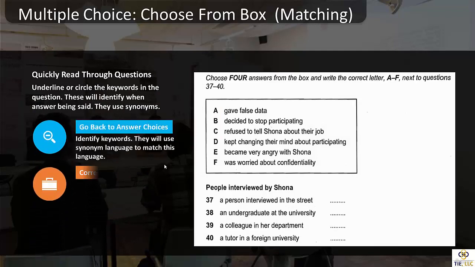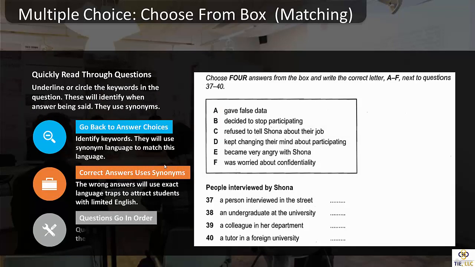Right, and here is the same choosing from a box question, but you can see from the numbers 37 to 40, now we're in section number 4, and look at how they've increased the difficulty level. The answer choices in the box are now 6 instead of 3. The answer choices in the box are longer. The questions are a little bit longer. But that's how they really raise the level of difficulty. Same question type, but that's what they're doing to increase the difficulty level.